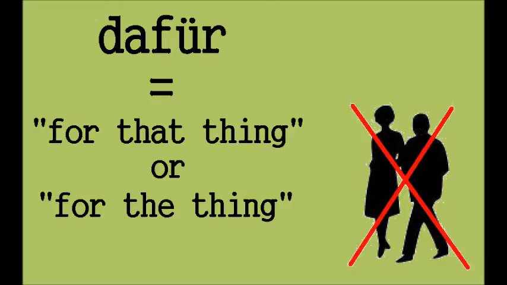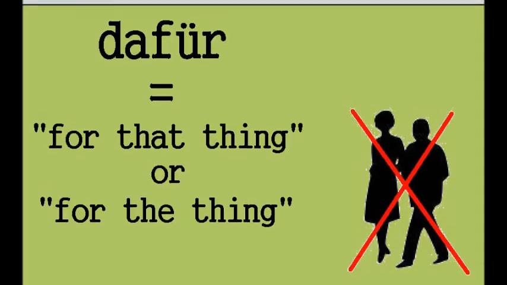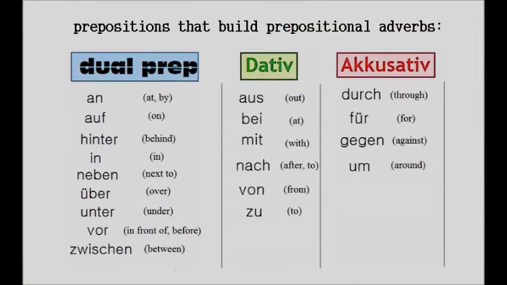There are many prepositions in German, but only the 19 most important ones are merged like this. If you've seen my video on prepositions, you already know all of them. They are all the 9 dual prepositions an, auf, hinter, in, neben, vor, über, unter, zwischen, and also aus, bei, mit, nach, von, zu, durch, für, gegen.